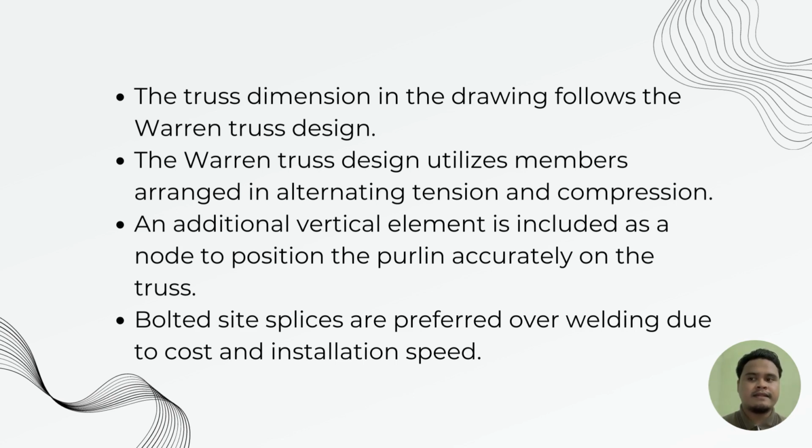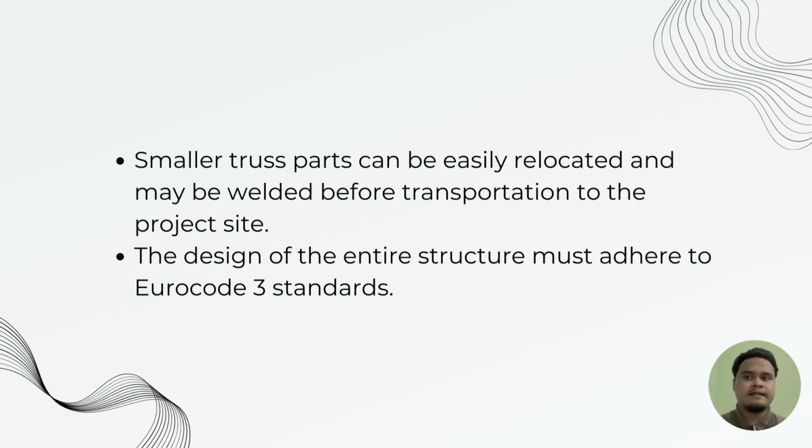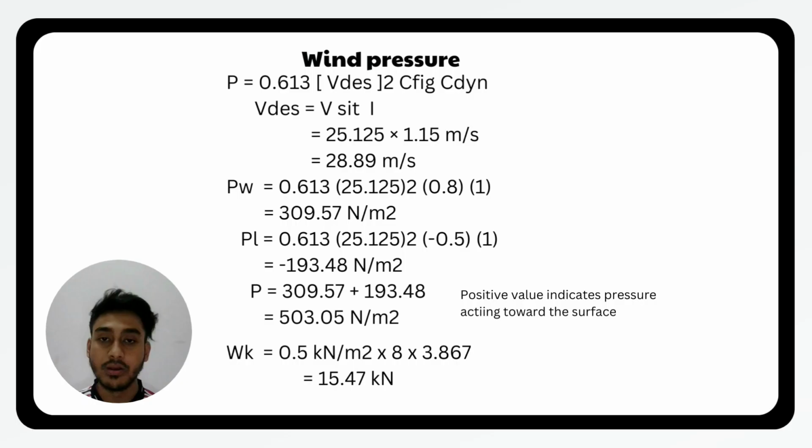Bolted side splices are preferred over welding due to cost and installation speed. Smaller truss parts can be easily relocated and may be welded before transportation to the project site. The design of the entire structure must adhere to Eurocode 3 standards.